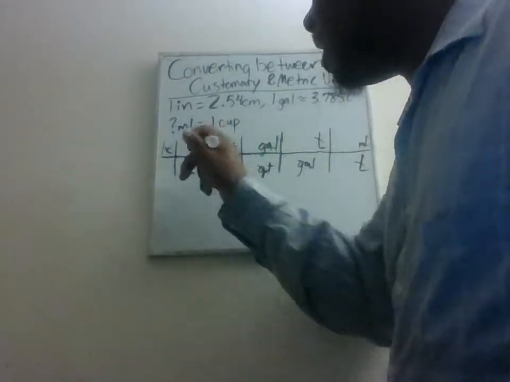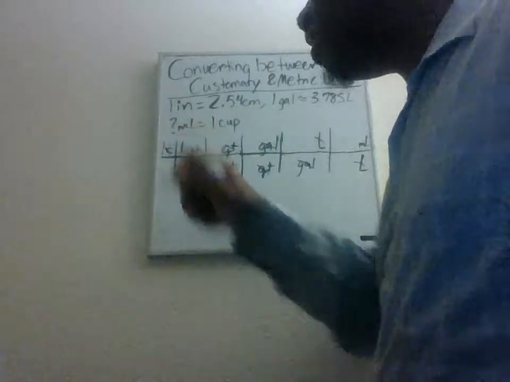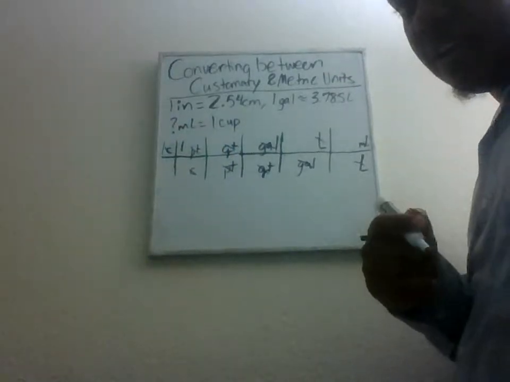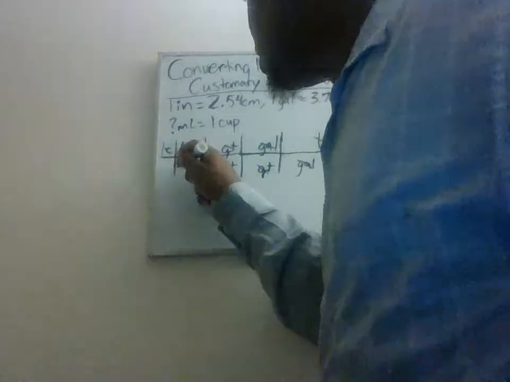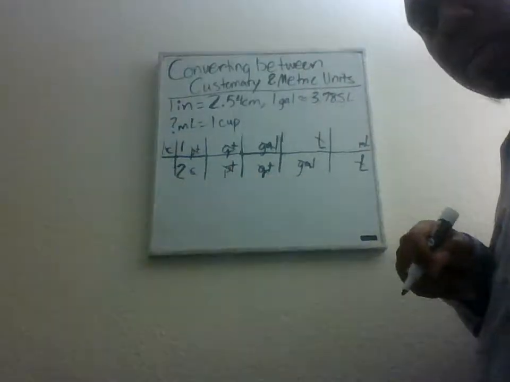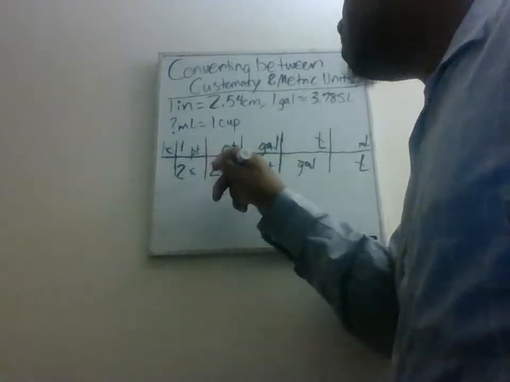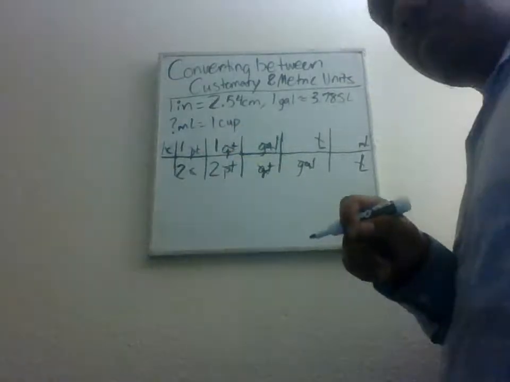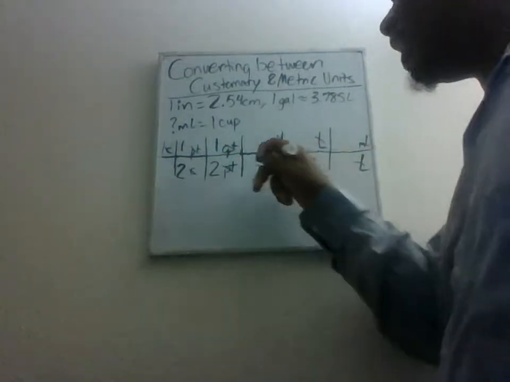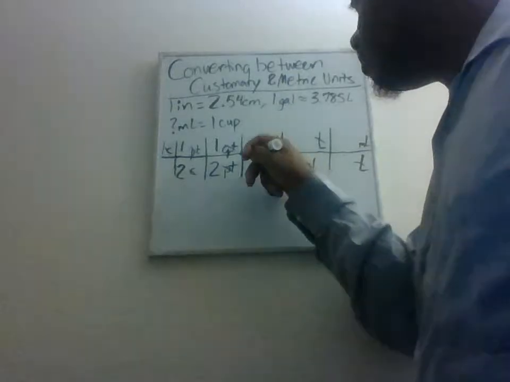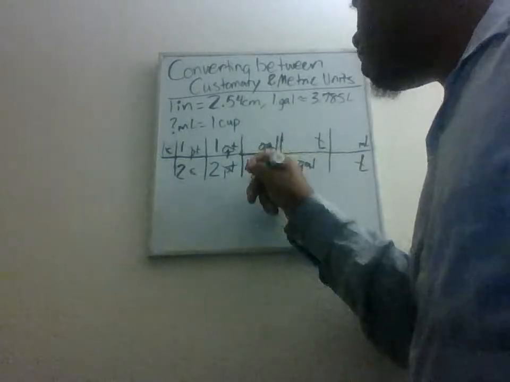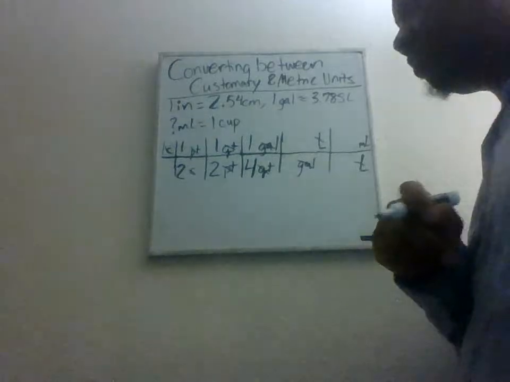How many cups are in a pint? Well, if you have to go back to look over your capacity notes, that's fine. But there are 2 cups in 1 pint. Okay? Well, how many pints are there in a quart? There are 2 pints in 1 quart. Well, how many quarts are there in a gallon? Quart sounds like quarter. Good. There are 4 quarts in 1 gallon.